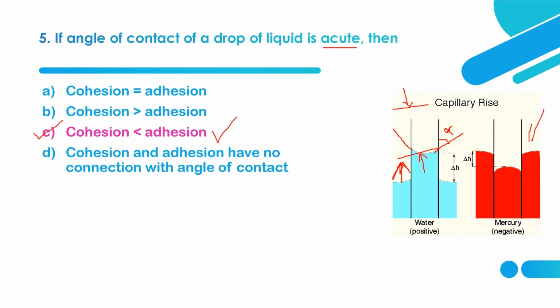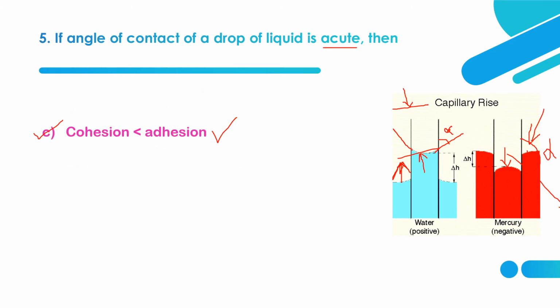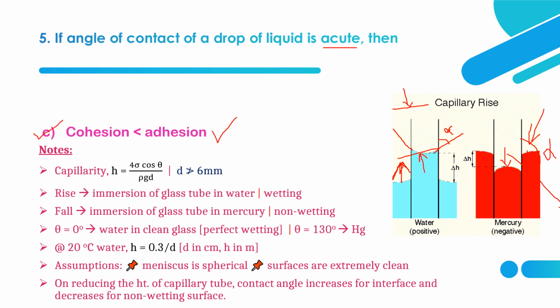And in case of capillary fall, this is a capillary fall. How is it occurring? Because cohesive forces are larger than adhesive forces. So that's why the angle will be obtuse. You can see here, the angle will be obtuse. Now let's see more about capillary action and its formula, how to calculate that.